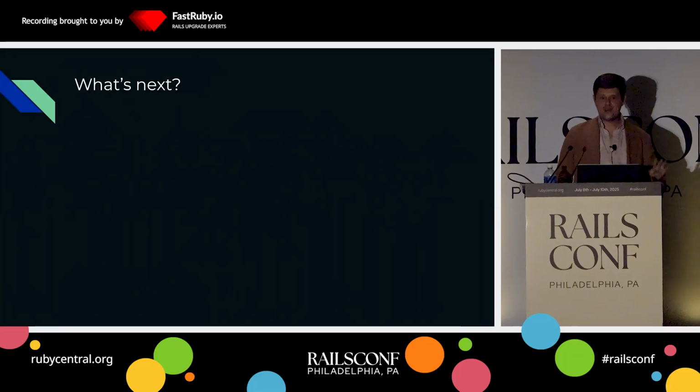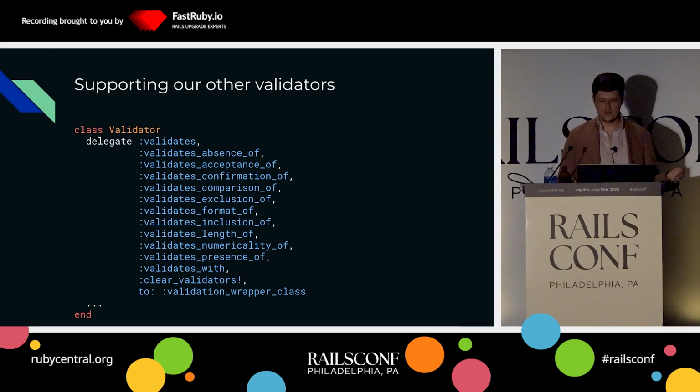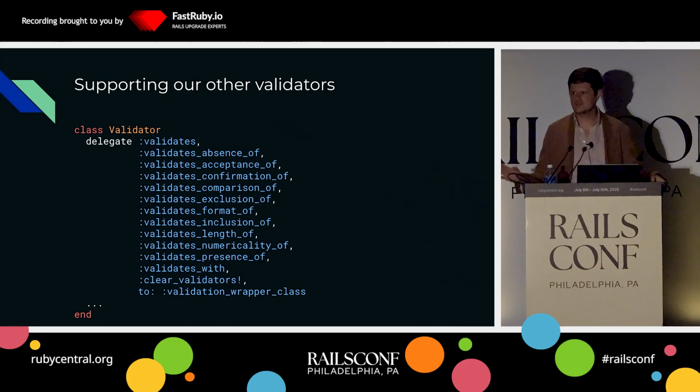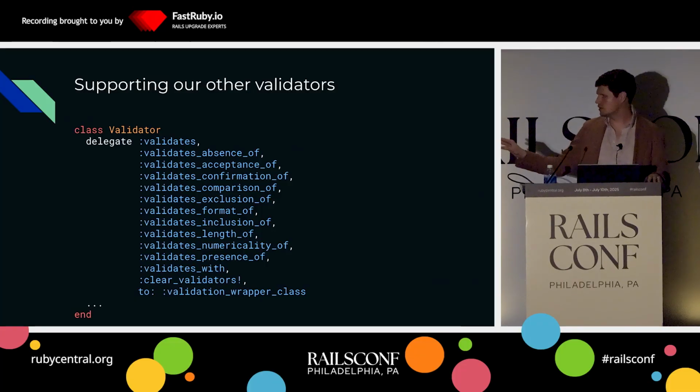All right, so now I'll say our proof of concept is finished. But we do have a couple of other things that we probably want to support, namely all of our other validators. And this is super easy with our current setup because it's just a bunch more delegate calls. We're just delegating all of these Rails methods to our little anonymous class that has that ActiveModel validations module in it. And the one thing that might be a little bit less familiar to everyone here is this clear validators bang method.